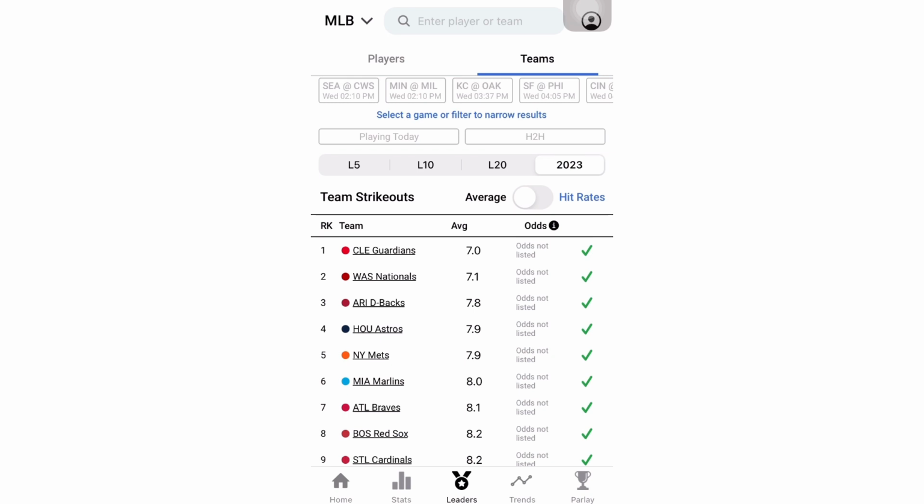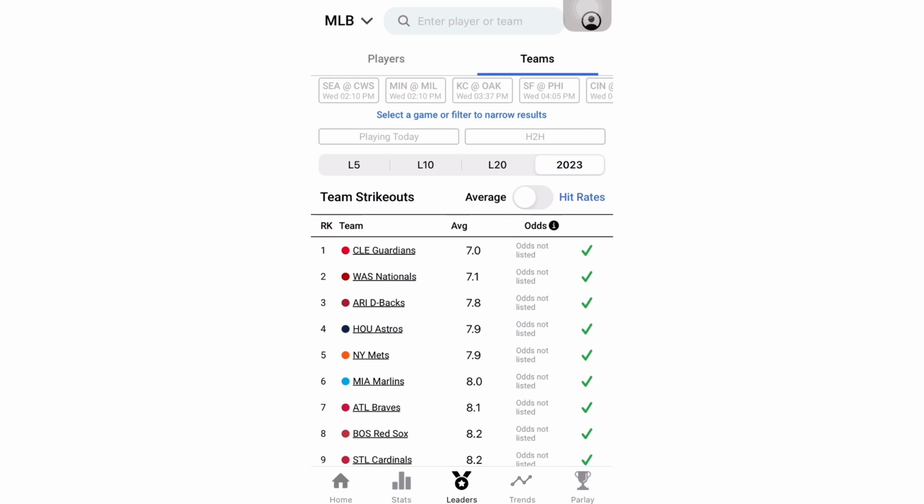So obviously I alluded to it already, but the Nationals are a team that don't strike out a lot. In fact, this season, they're only averaging 7.1 strikeouts as a team, which is the second lowest in the MLB. If we go to the last 20, we can see they're actually leading the league in terms of the least amount of strikeouts. If we go to the last 10, same thing here. Over the last 10 games, they're only averaging 6 strikeouts a game. So again, there's a ton of value here in terms of Washington not being a team that strikes out a lot.